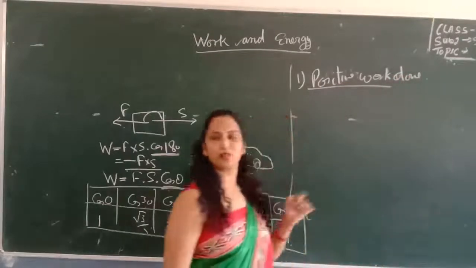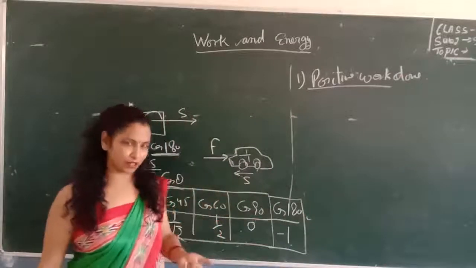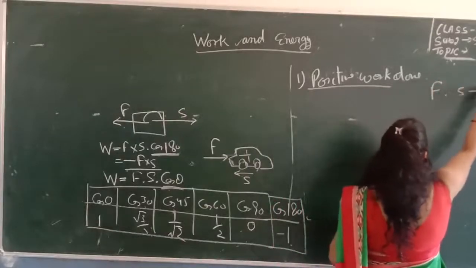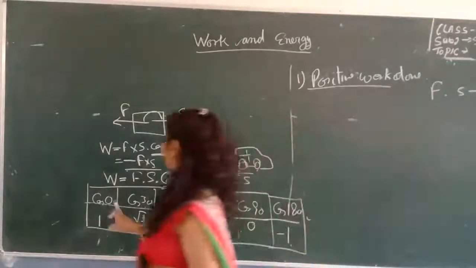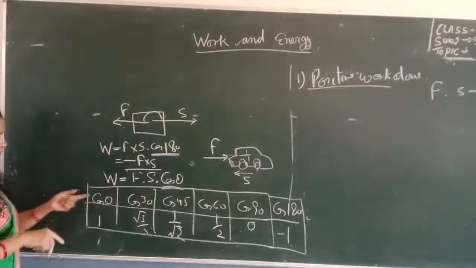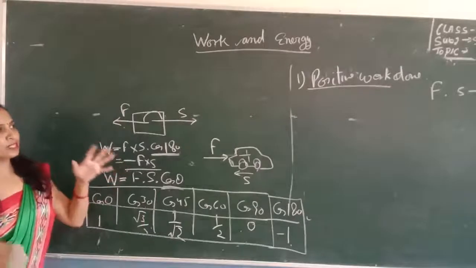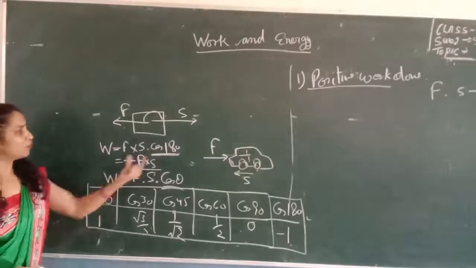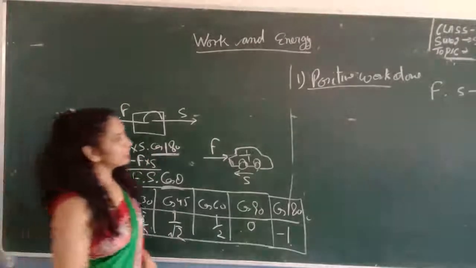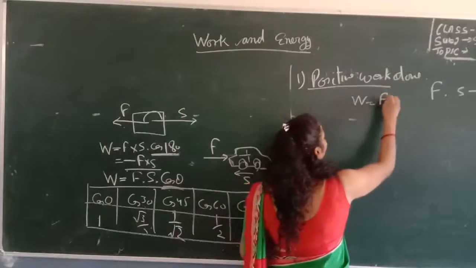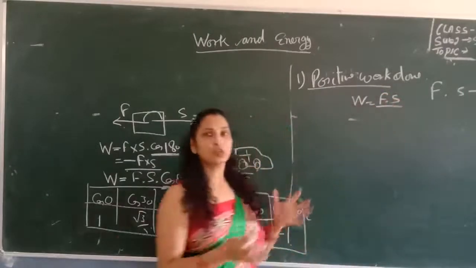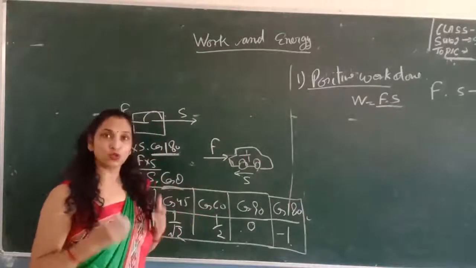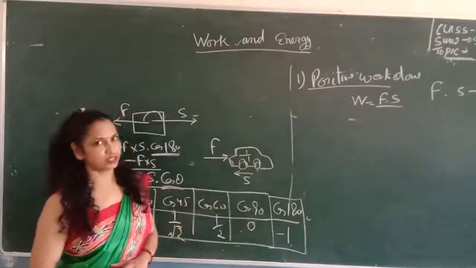suppose you are exerting some force on a body and the displacement of the body is also in the same direction. So here in this case, the direction of the force and the displacement are the same. It means the angle between them is zero. If the force and the displacement are in the same direction, then the angle between them will be zero. And we know that the value of cos 0 is equal to 1. So we can say the work done is equal to F into S. So this is called the positive work done. Positive work done means if we are exerting some force on a body and the displacement is also in the direction of the force, this is called the positive work done.